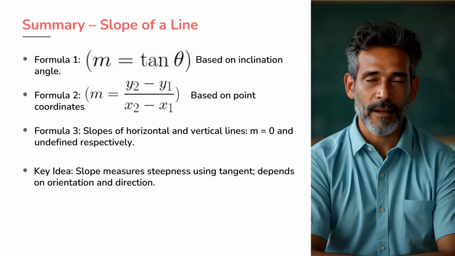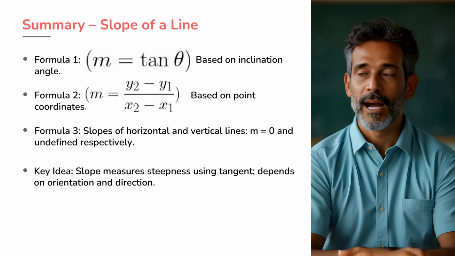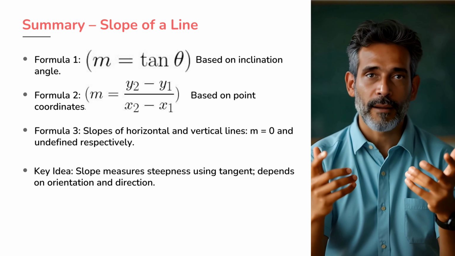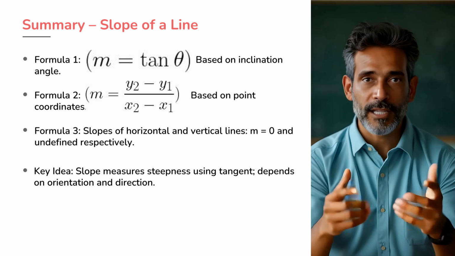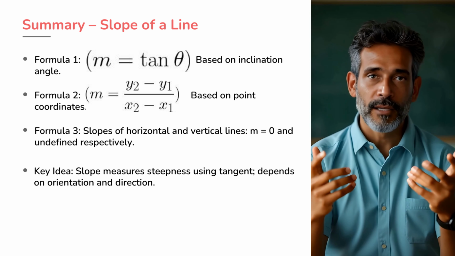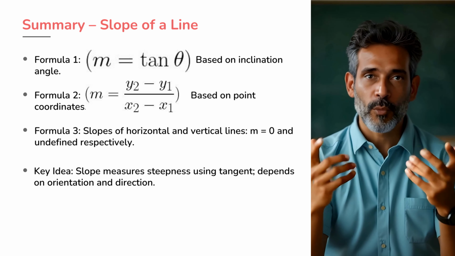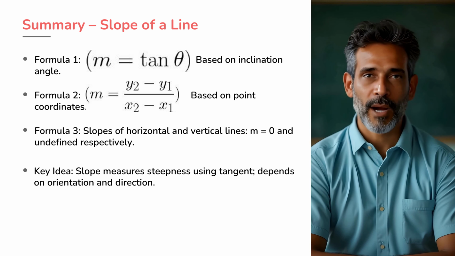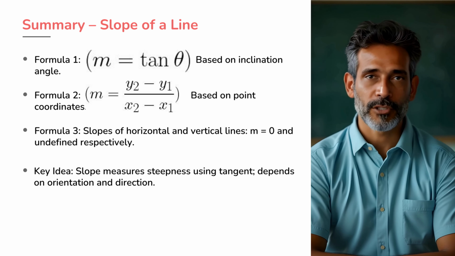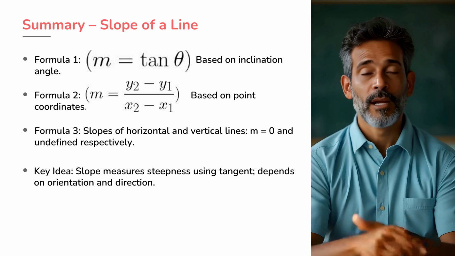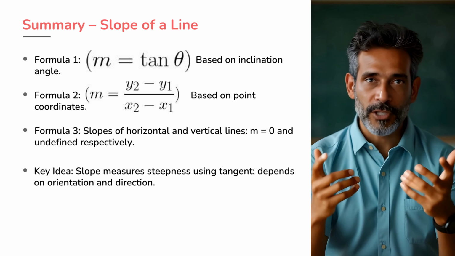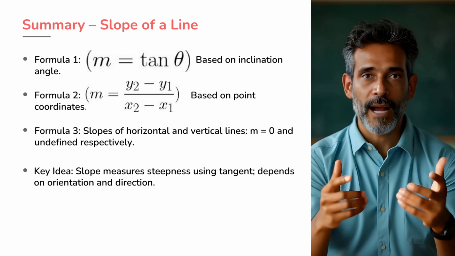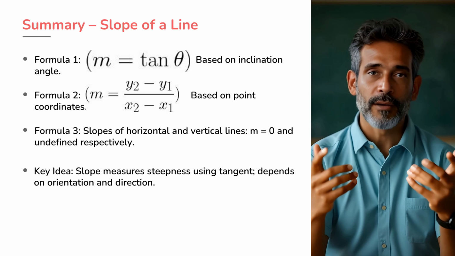To wrap up, let's quickly review the key formulas and ideas about slope. First, slope m equals tan theta. That's slope expressed in terms of the inclination angle. Second, slope m equals (y2 minus y1) divided by (x2 minus x1), slope written as the ratio of coordinate differences. Third, the special cases. Horizontal lines always have slope equal to 0 and vertical lines always have slope undefined.